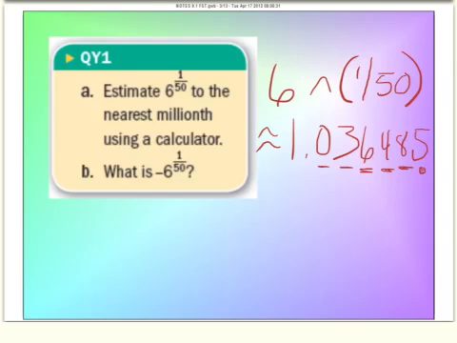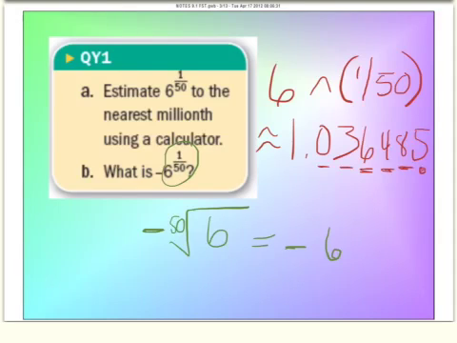Now, part B of this, they want the negative of that. Again, be careful. This here is raised to the 50th, or 1 over the 50th. So it's really negative on the outside. And as a radical, if you wanted to write it, it's the 50th root of 6. You would just punch that in your calculator as this. You would do negative. And you would get the same answer, but as a negative answer from the one above.